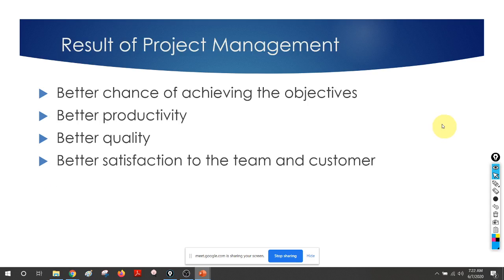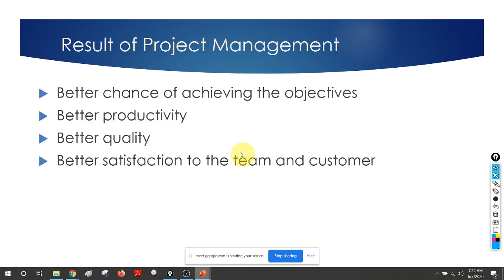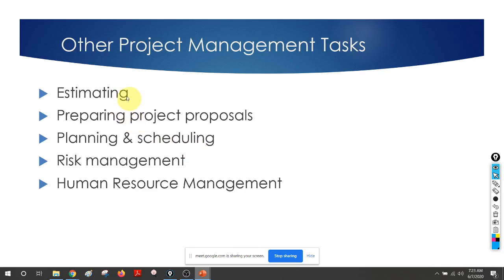Other than those tasks, software project managers have to attend to some other tasks as well. For example, they have to do estimating, preparing project proposals, planning and scheduling, risk management, and HR management. Likewise, they have to attend to other tasks as well. So let's take them one by one.